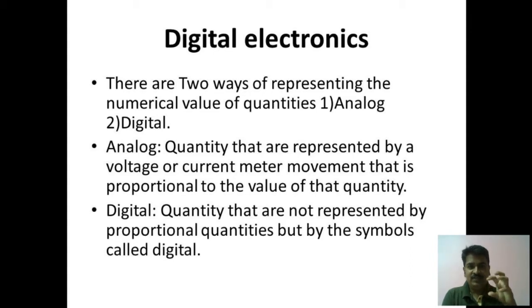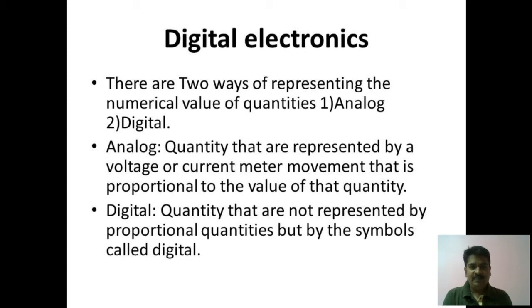You have also seen the speedometer in your vehicle, in your mopeds. That speedometer needle shows you how much speed you are going. The quantity is proportional to the value of the meter movement. That is the way we represent analog quantities. Of course, in our laboratories we have the analog voltmeter, where the voltage is measured with needle movement, and analog ammeters to measure the current with the meter movement. We are still using many analog quantities in the laboratories and also in day-to-day life.